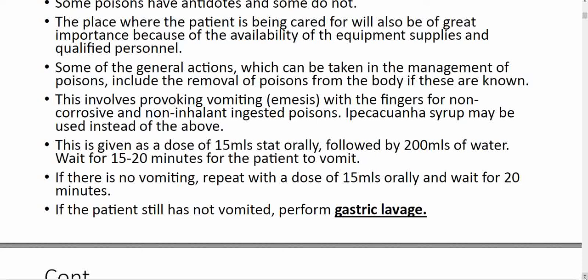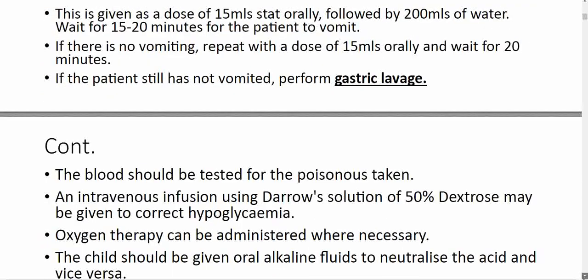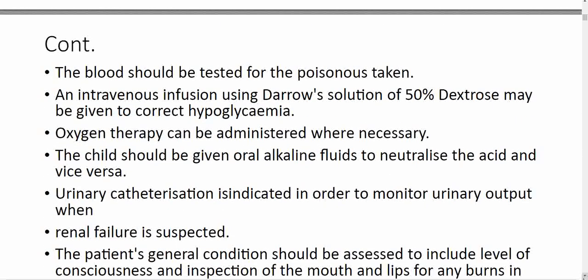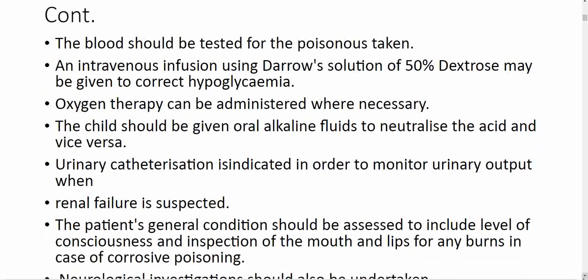So that is that. Continuation of the management: the blood should be tested for the poison taken. An intravenous infusion using Darrow solution or 50% dextrose may be given to correct hypoglycemia. Then oxygen therapy can be administered where necessary, that is when there is a breathing problem, or maybe a circulation problem. The child should be given oral alkaline fluids to neutralize the acid and vice versa. So if it is acidic, you give alkaline. If it is alkaline, you give acid.